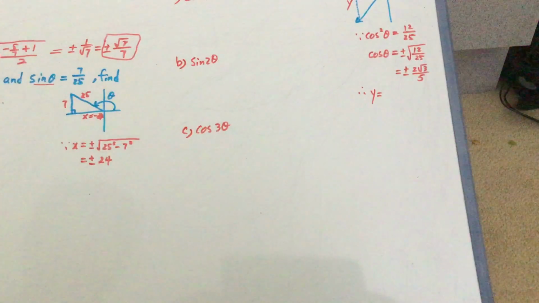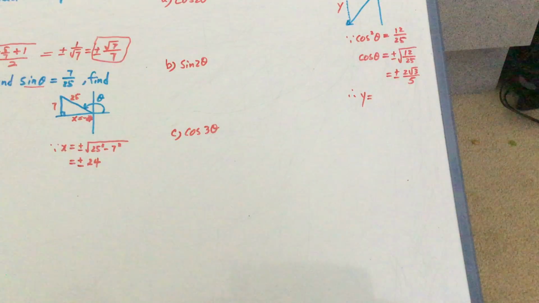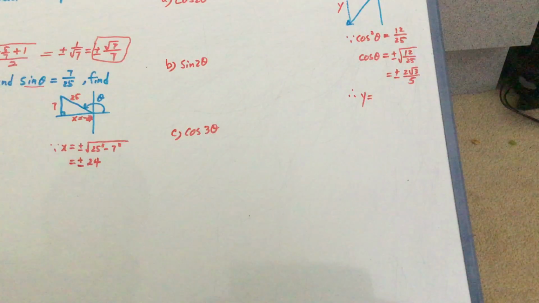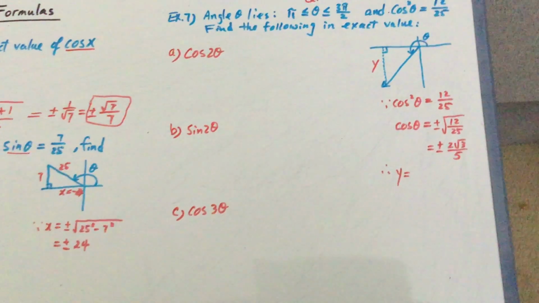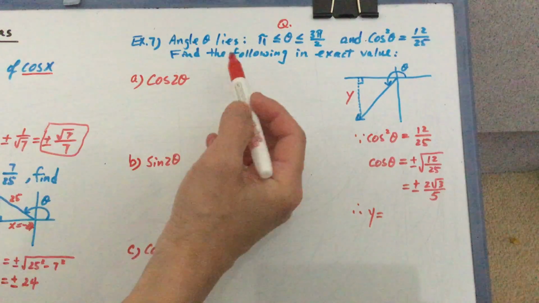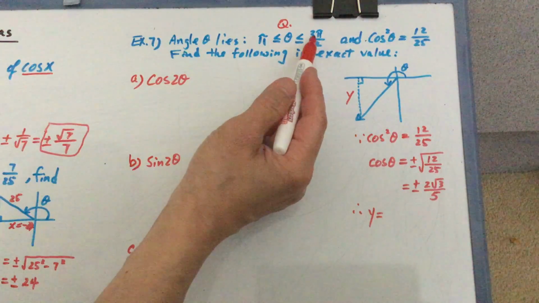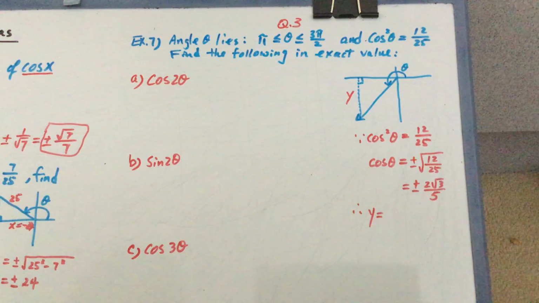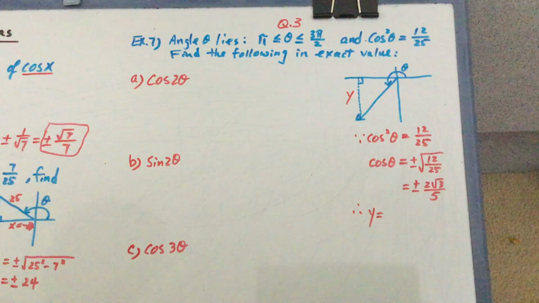Continue with example number 7. Example number 7, when you have an angle that lies between pi and 3 pi over 2. Okay, sorry. So this is my example number 7. Given the angle lies in this range, between 180 and 270, that has to be quadrant 3. So an angle lies in quadrant 3, and the cos square theta is equal to 12 over 25.